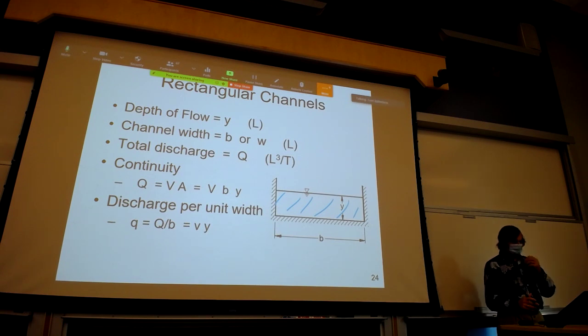And not uncommonly, what's done is to define what's called the discharge per unit width. Discharge per unit width is the total discharge divided by the width of the channel. And if you look at the continuity equation above, if you divide VBY by B, you get the discharge per unit width being equal to VY. And again, we'll be using this probably more next time.